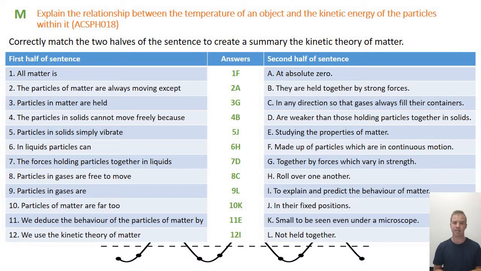So you should see now the answers appear in green. All matter is made up of particles which are in continuous motion. The particles of matter are always moving except at absolute zero, and I've said that in my previous slide. The particles in matter are held together by forces which vary in strength. The particles in solids cannot move freely because they are held together by strong forces. Particles in solids simply vibrate in their fixed positions, and that's given off as thermal or heat energy.